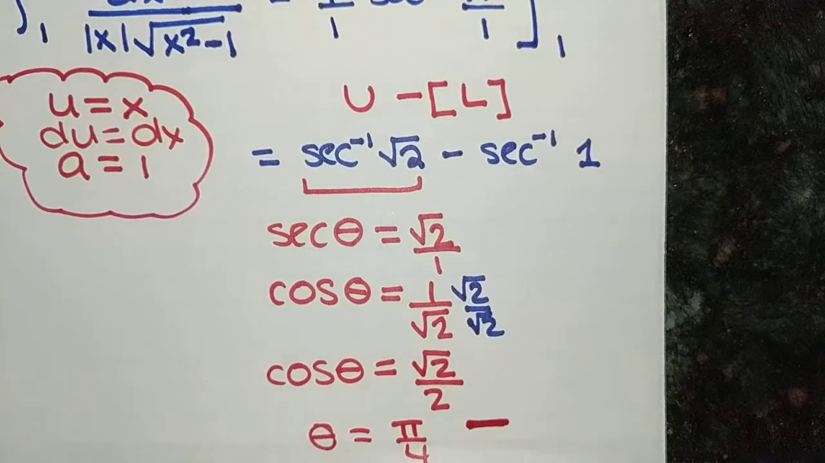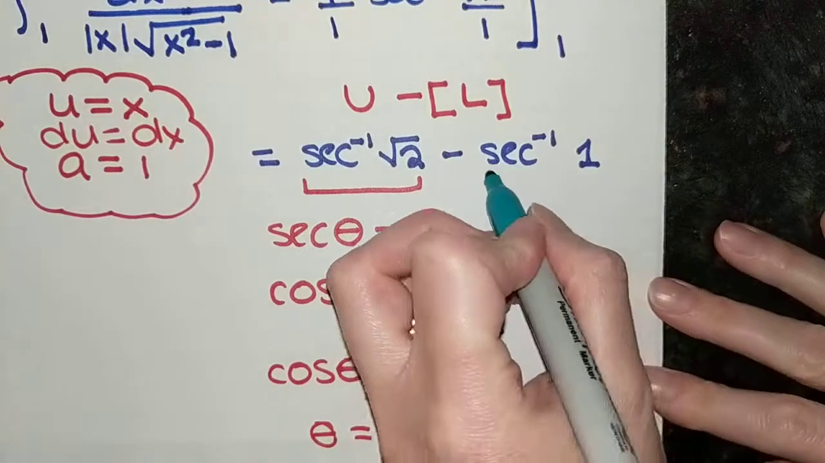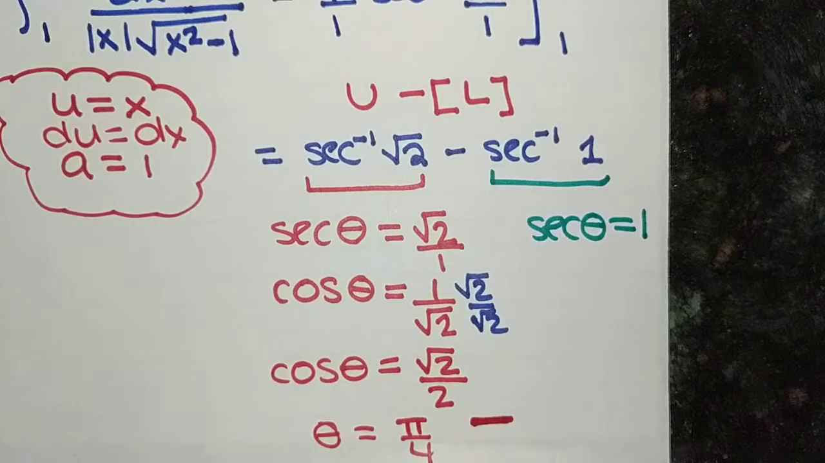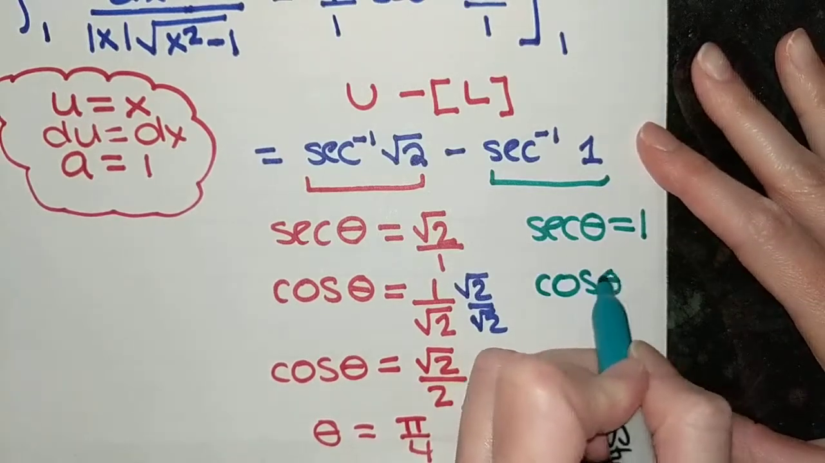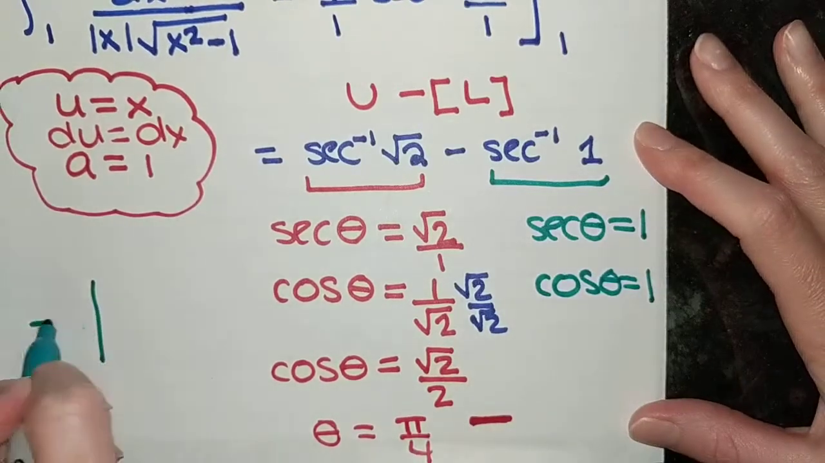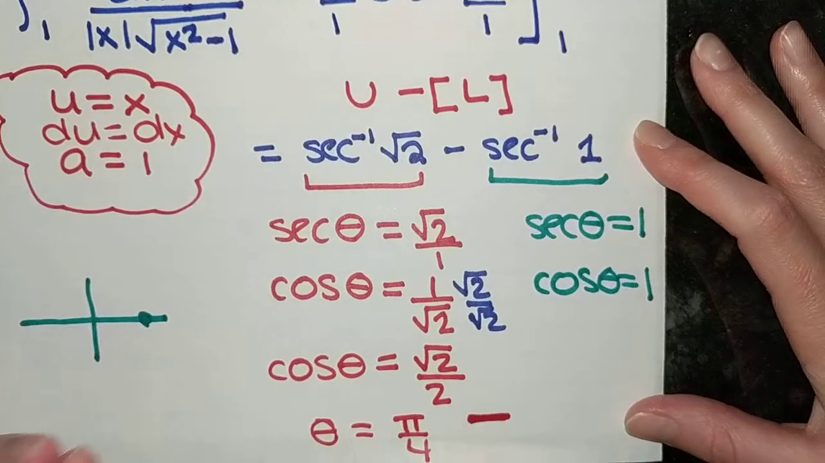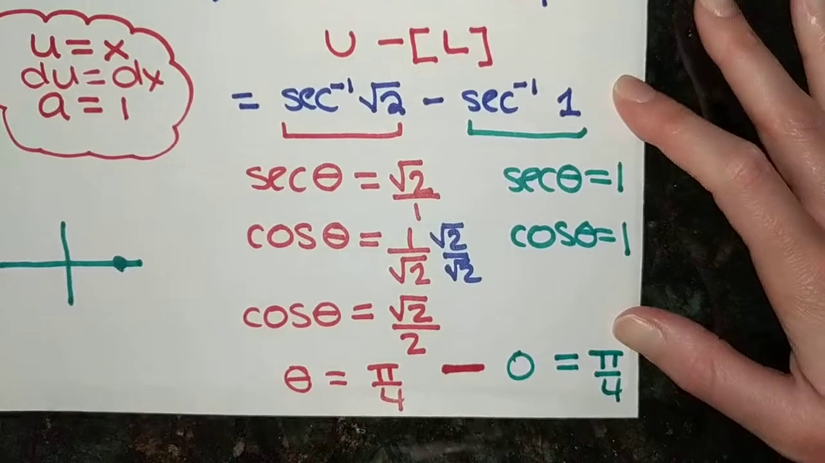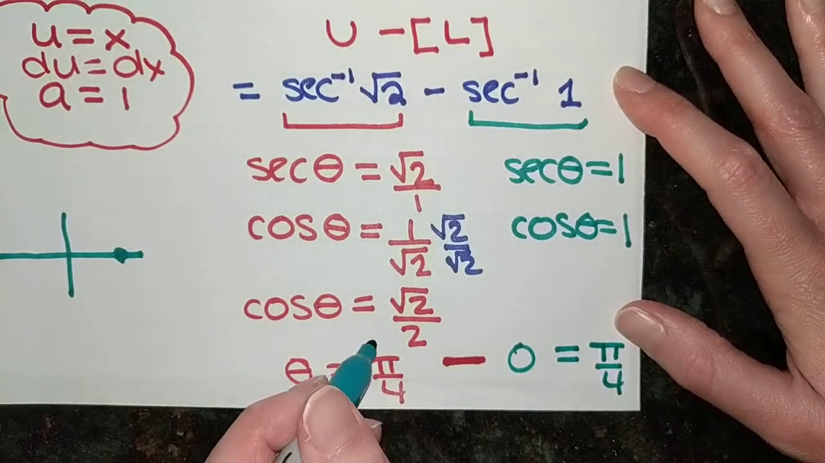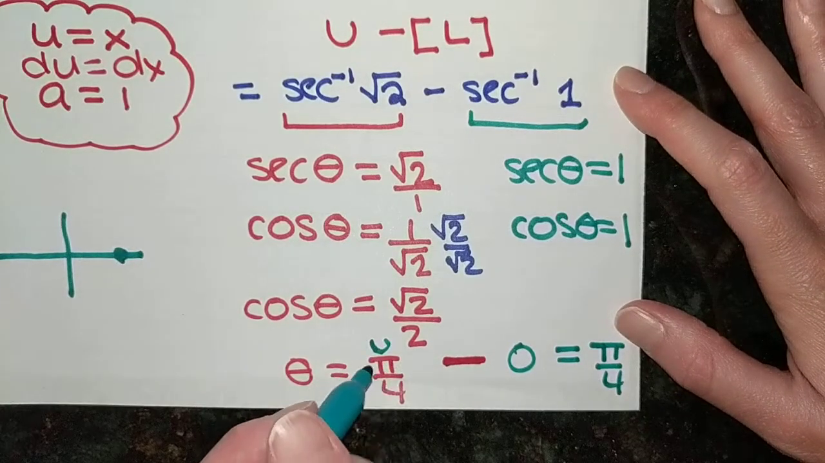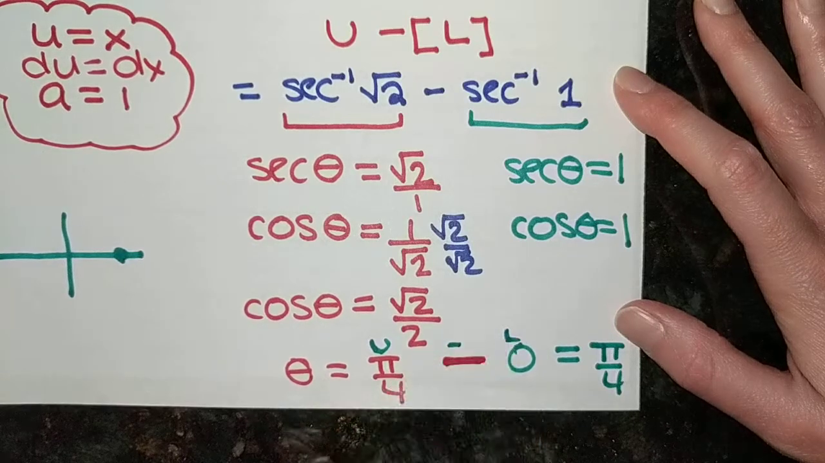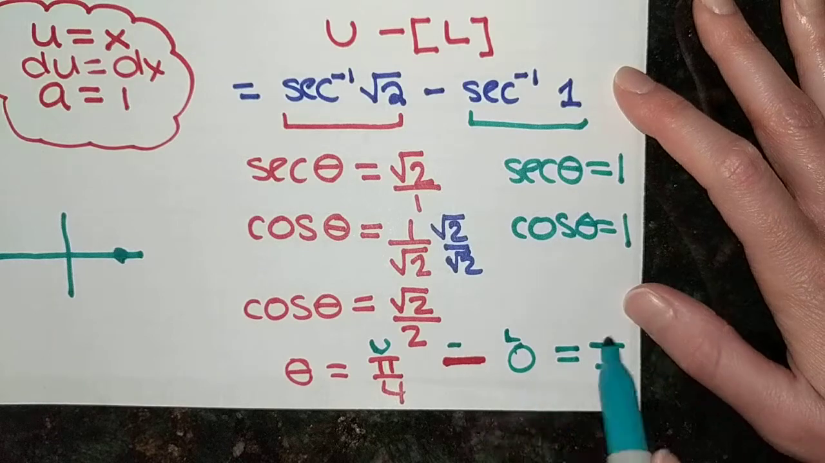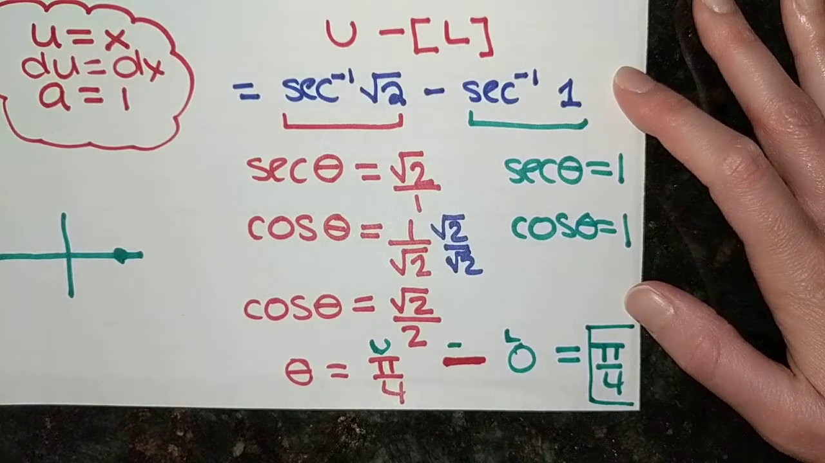But what you're going to have to ask yourself is what angle gives you 1, and of course that's going to be cosine theta is equal to 1. And so if you look at where cosine of theta is equal to 1, that is going to be at 0. So that gives you pi over 4. And again, we're getting pi over 4 because our upper bound evaluated to pi over 4, and then we subtract that from our lower bound, which just evaluated to 0. So your final answer is going to be pi over 4.